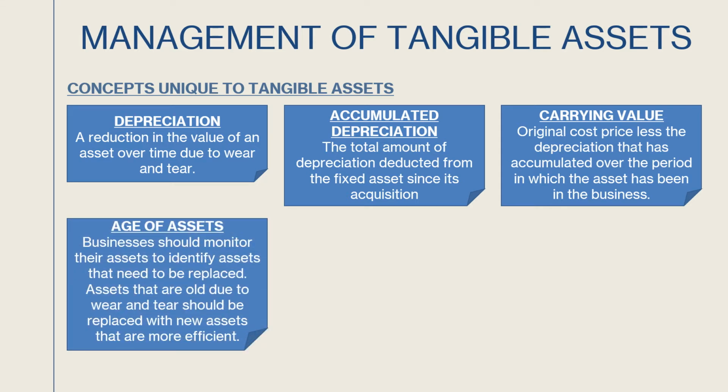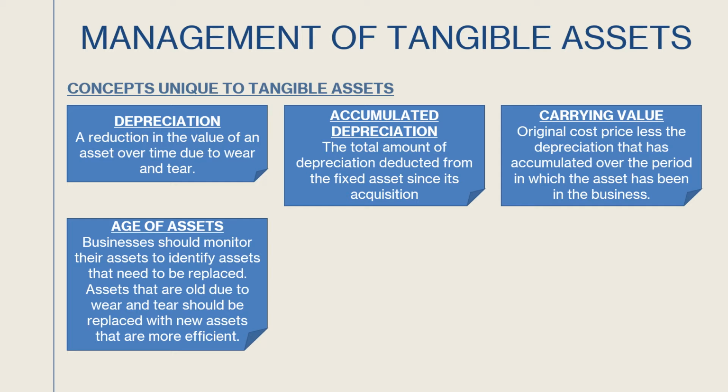When we talk about the age of the assets, it's very important that businesses monitor their assets to identify assets that need to be replaced. Obviously, things like vehicles, when they start to become old, they start to become problematic. The maintenance cost is going to increase. There's going to be a lot of breakages. That is going to mean that we are going to incur some extra expenses.